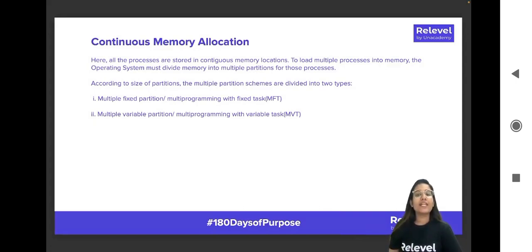To load multiple processes in the memory, the operating system divides the entire memory into multiple partitions for those processes. In contiguous memory allocation, every process is contained in a single continuous section of the memory. In this type of memory allocation, the entire available memory space remains together in one place, which means the free memory partitions are not spread here and there all across the memory space.